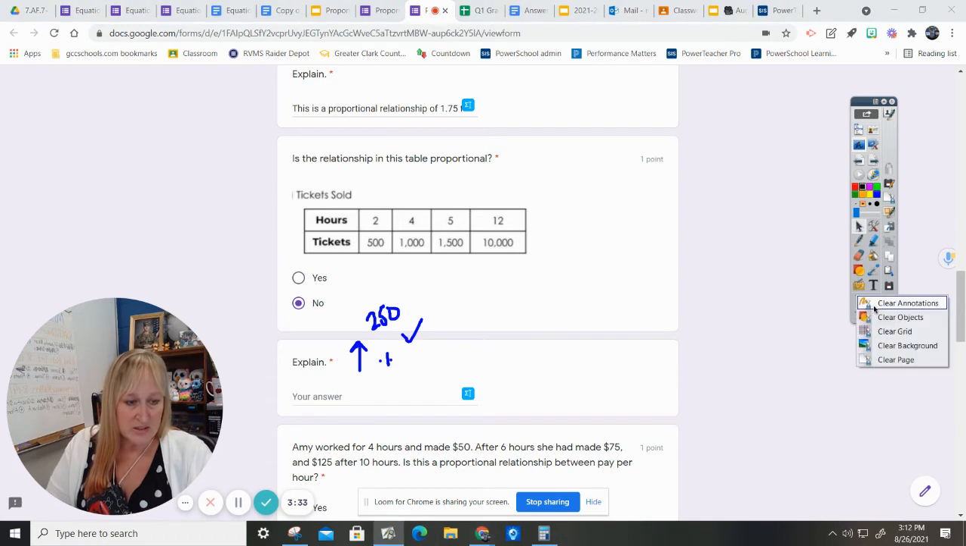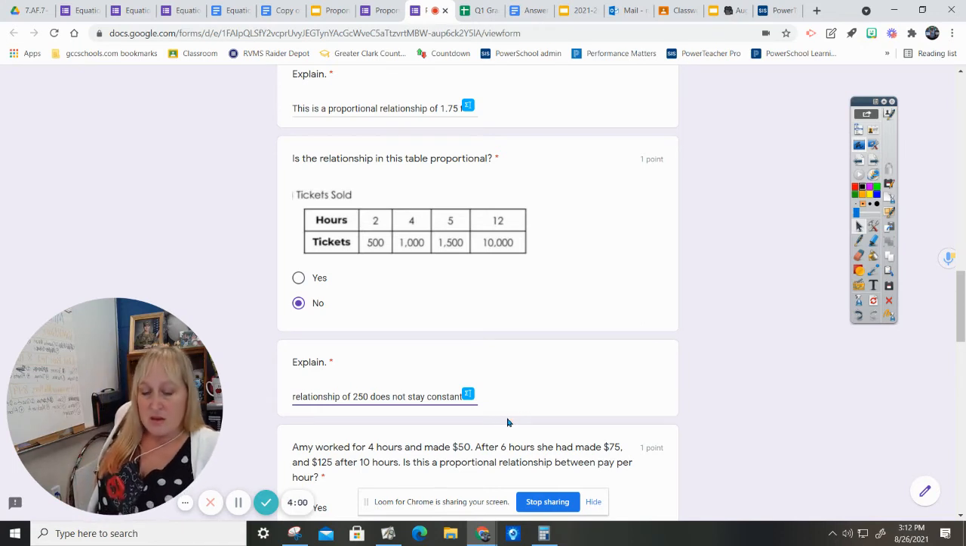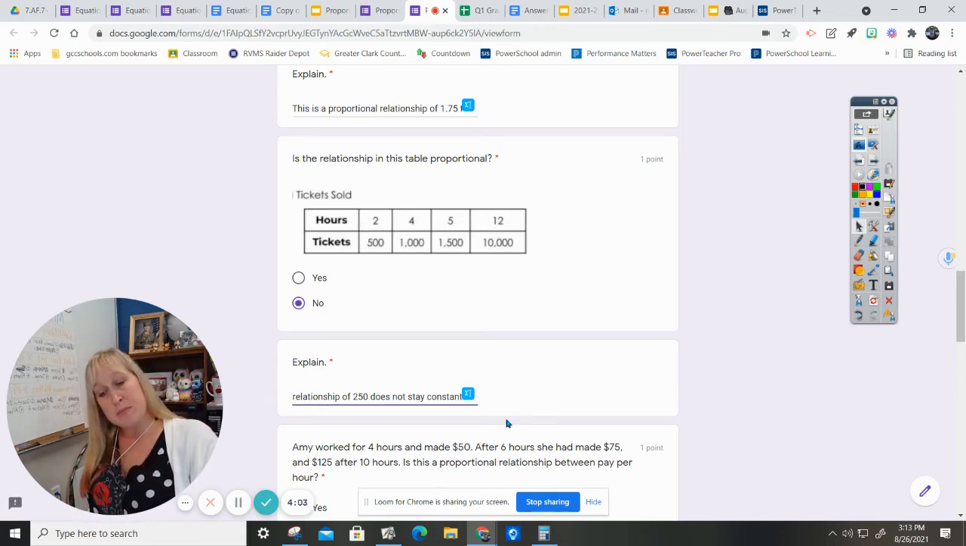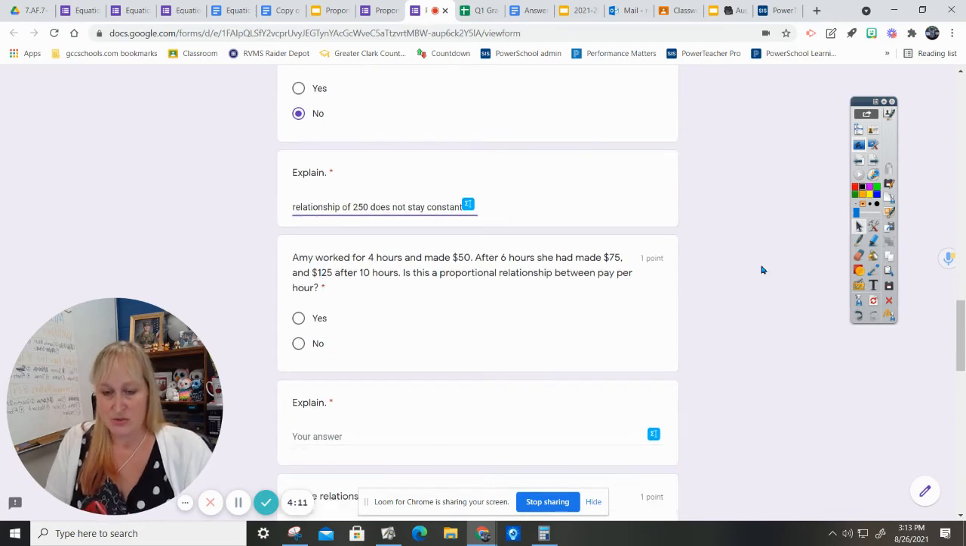So how do I type this answer? Let's see if it will let me show it to you. This is not proportional because the relationship of 250 does not stay constant. That'll be what you type. This is not a proportional relationship because the relationship of 250 does not stay constant. We're going to go to the next one.